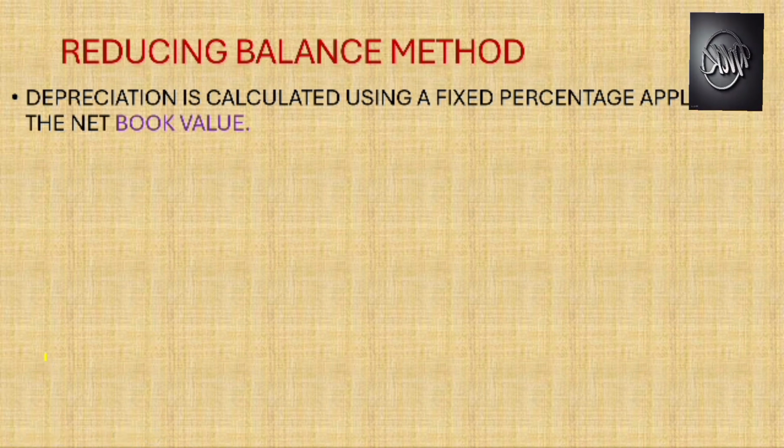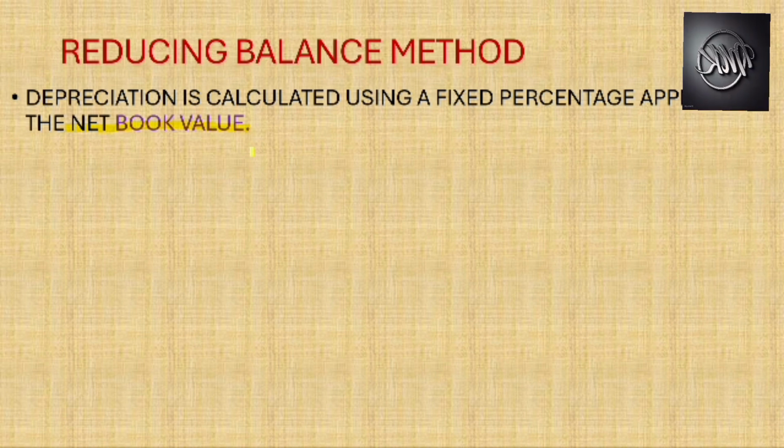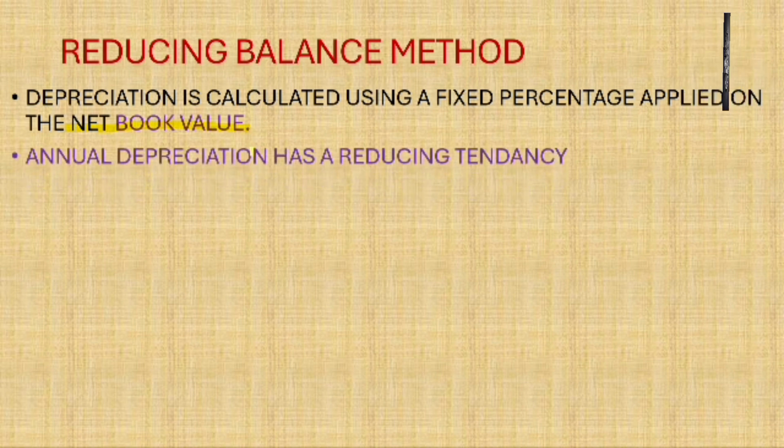Listen carefully. Here it is applied on the net book value. Under straight line it is applied on the original cost. Under reducing balance method, it's applied on the net book value apart from the first year when you're calculating depreciation, because in the first year you have not yet determined the net book value, so you have to calculate it on the original cost to determine the net book value. The subsequent years it will be calculated on the net book value.